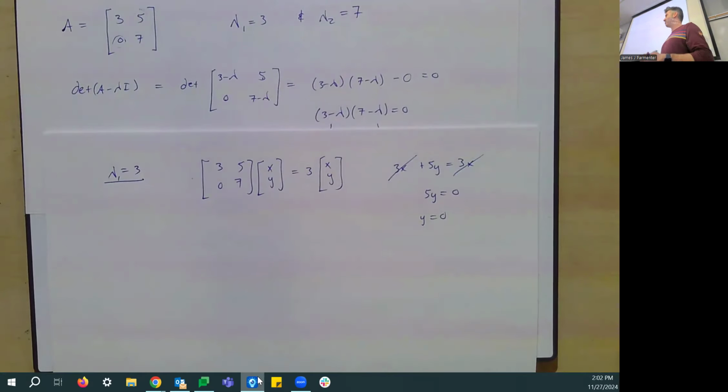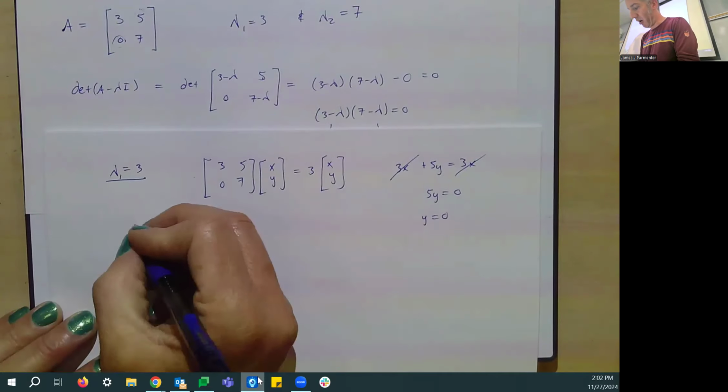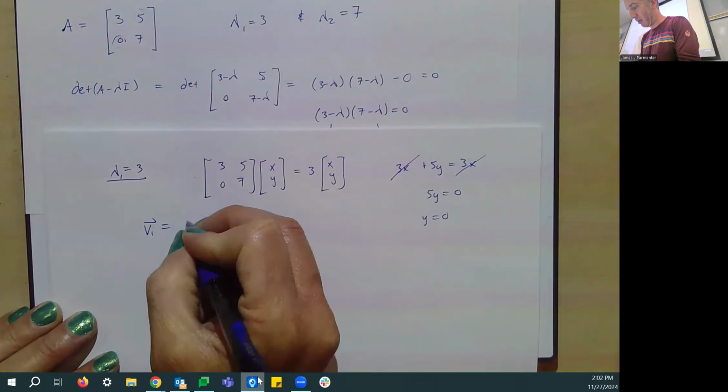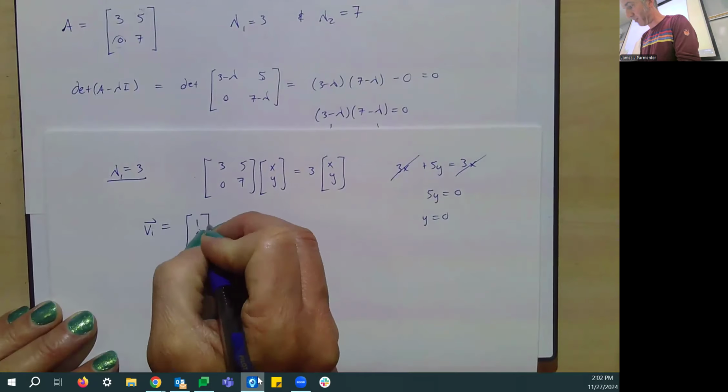But what does it get to be then? Well, pick anything you want. Because if I pick 1, 0, and you pick 2, 0, and you pick 3, 0, and you pick 7, 0, they're all still multiples of each other. They all still point in the same direction to the right. So once one thing is 0, pick the other thing to be any non-zero number you like. The standard choice is 1. So here our eigenvector would have been the vector 1, 0.